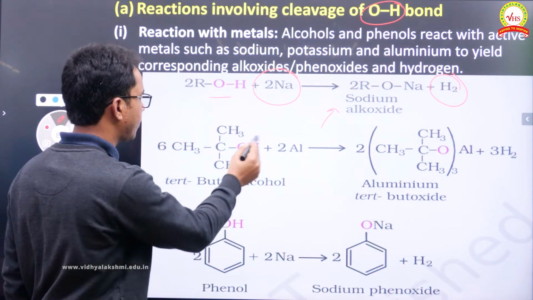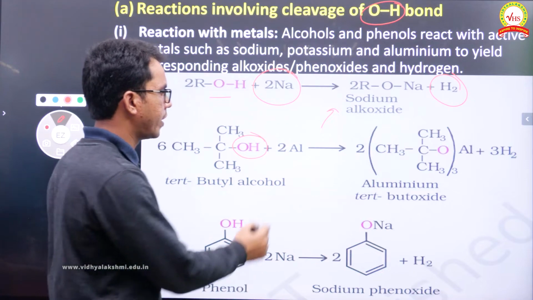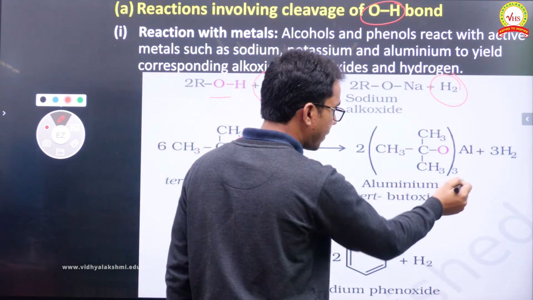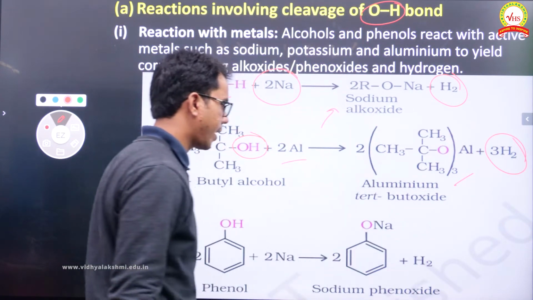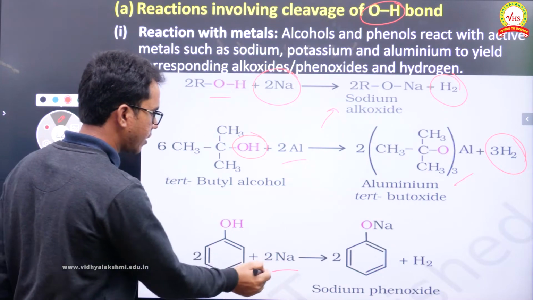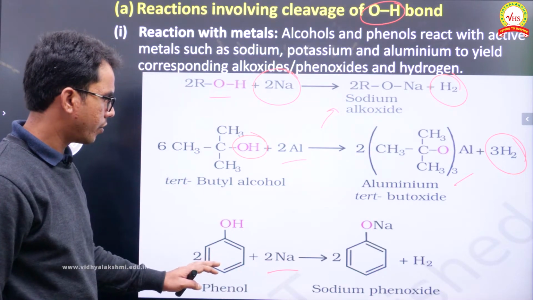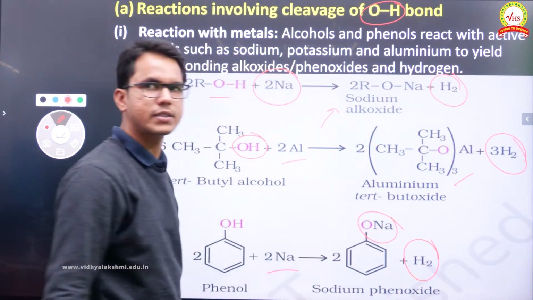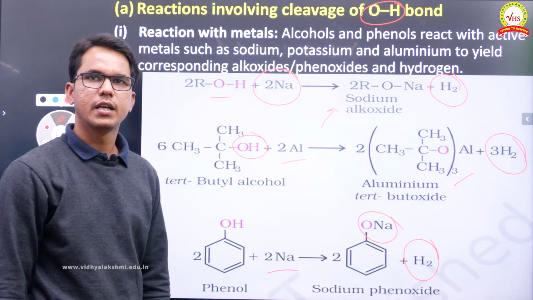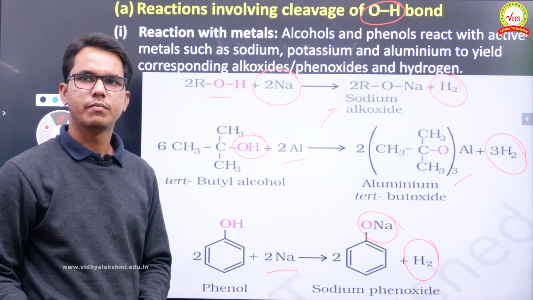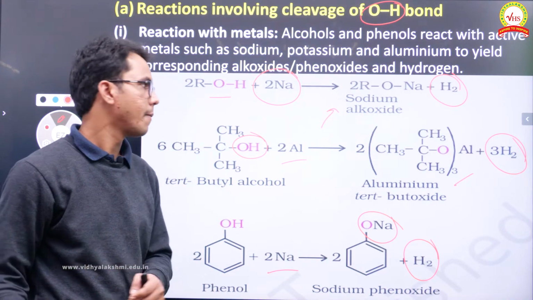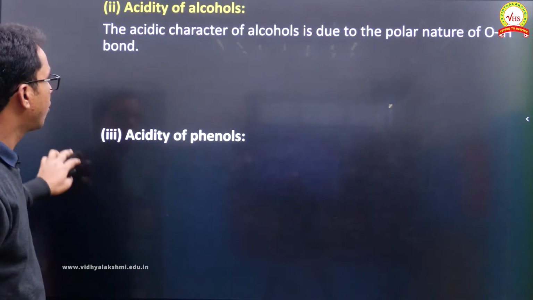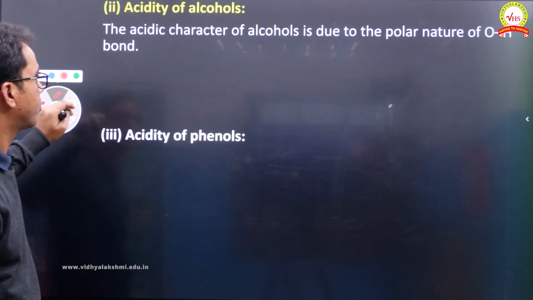Now, similarly, here we have a tertiary alcohol with aluminum. We have a particular salt and hydrogen gas released. The same thing happens with phenol and sodium. Here, release of H2 gas and formation of salt is taking place, which means alcohols and phenols also show certain acidic character. Now let us see how they can show the acidic properties.